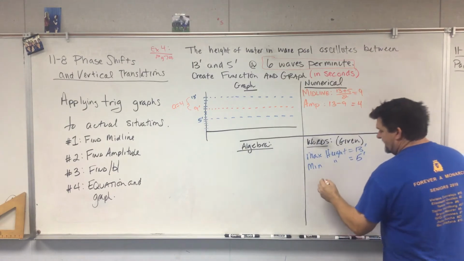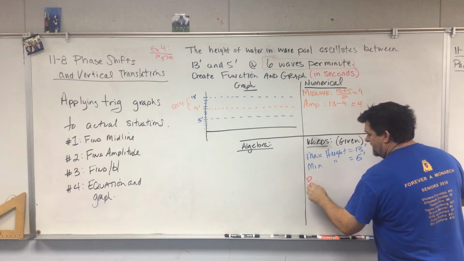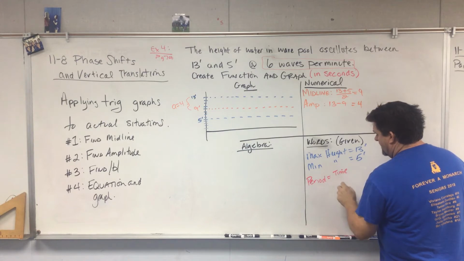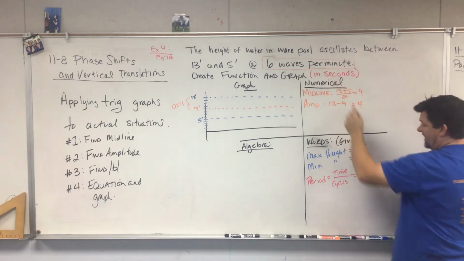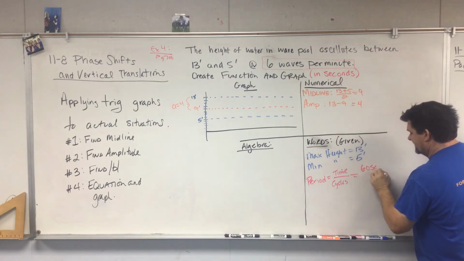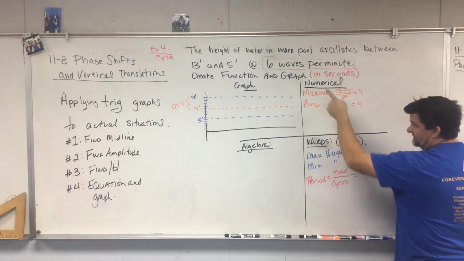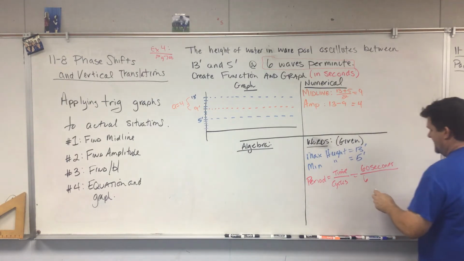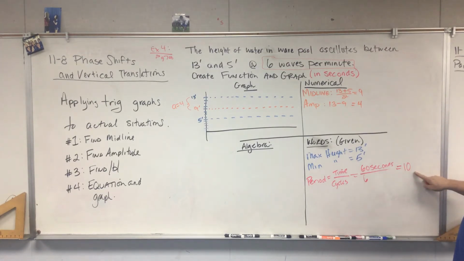So we're given a period of time over cycles. Our time is a minute, but we want it in seconds, so we're going to make it 60 seconds. And our number of cycles is waves, which is 6. So my period is 10 seconds per cycle.